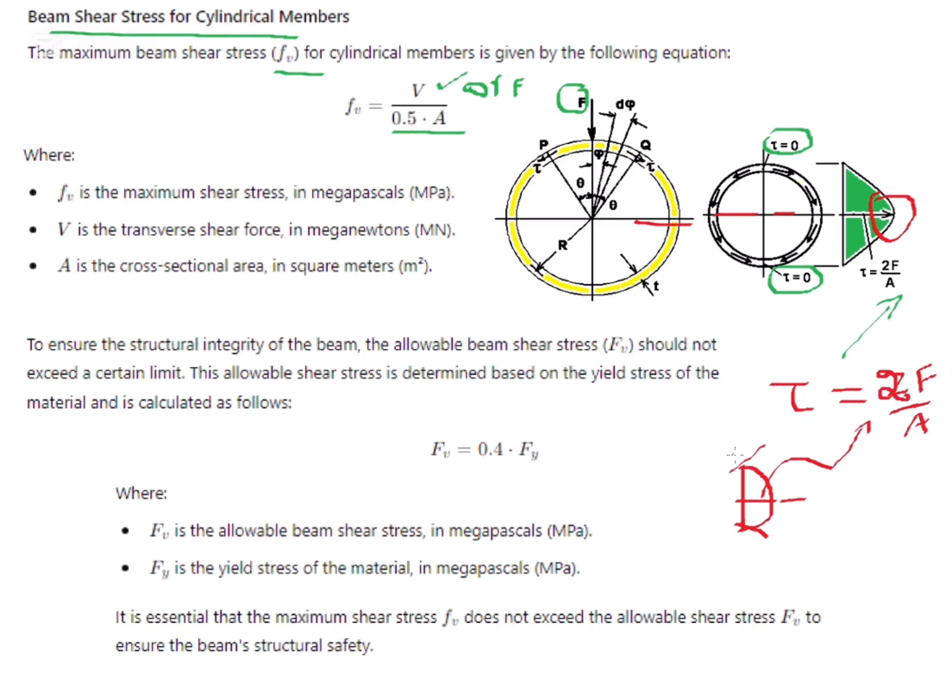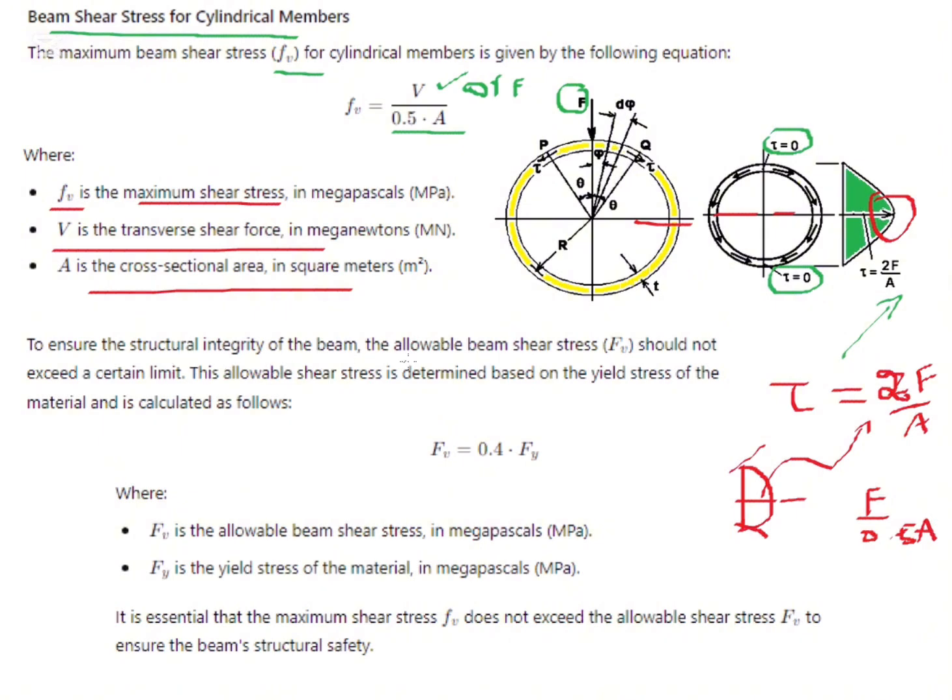That's why tau becomes F divided by 0.5 times the cross-sectional area. So Fe is the maximum shear stress, V is the transverse shear force, and A is the cross-sectional area.